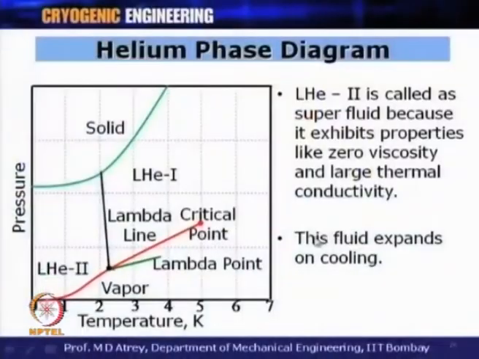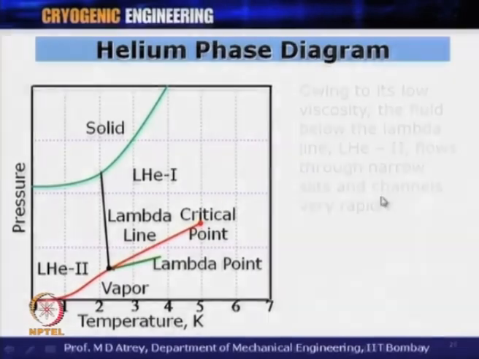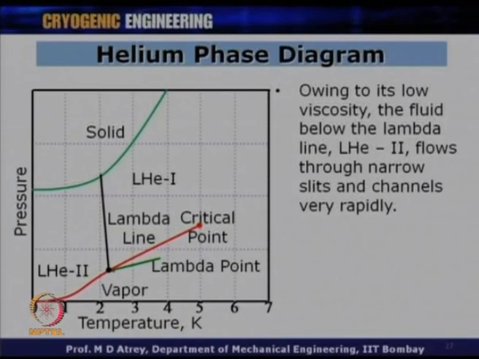The other property is that this fluid expands on cooling, which is a very funny property. It cannot be well defined, but it is a very funny property of helium-2. Owing to its low viscosity, the fluid below the lambda line, that is liquid helium-2, flows through narrow slits and channels very rapidly. This is a very important aspect of helium-2, that it can flow through very narrow slits and channels within no time. Otherwise, you have to do pumping or something like that.